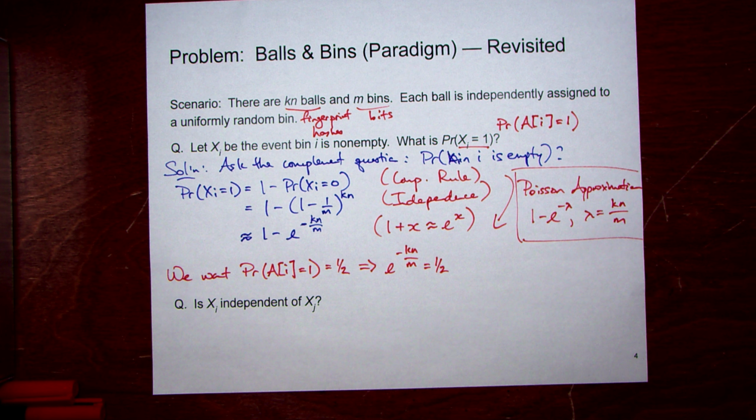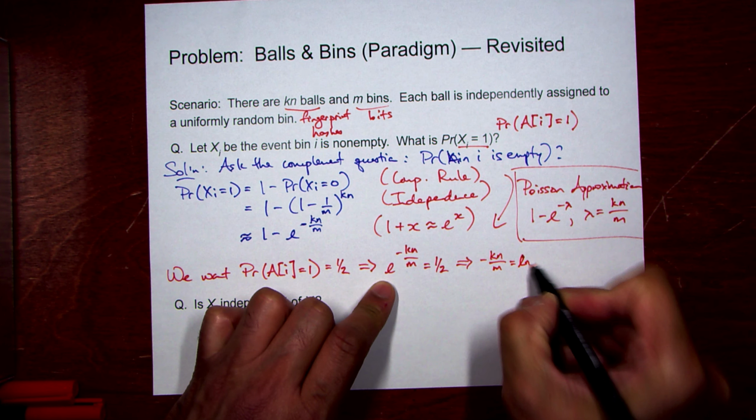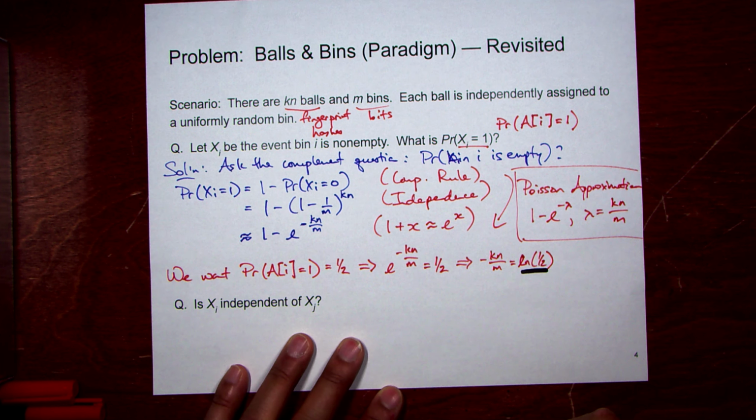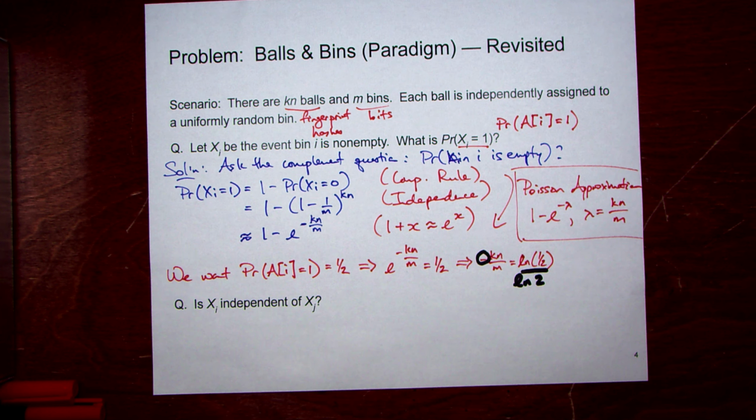And we can take the natural log of both sides to get minus kn over m is equal to the natural log of a half. We'll just pause there for a second. Okay, so this looks like it's going to be bad news for m, like it's going to be a negative number, but take heart that if you take the natural log of anything that's less than 1, that's negative. So just to spin this around, this negative will cancel out with this, and you get natural log of 2 as its cancellation.